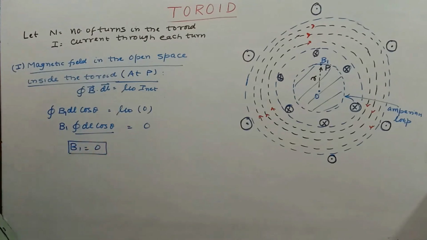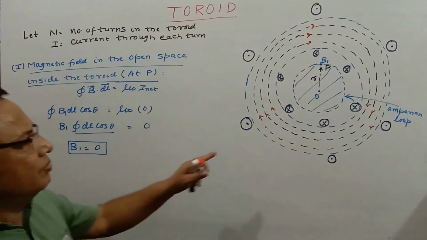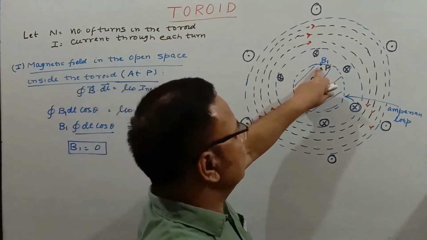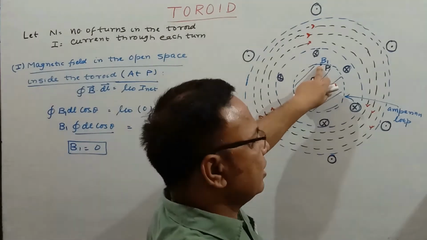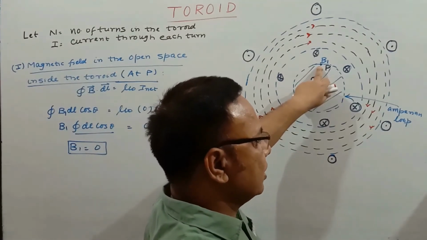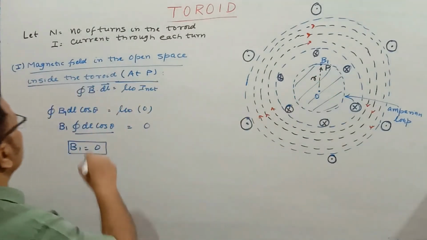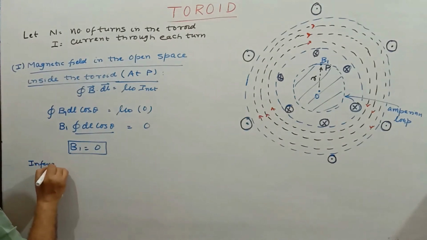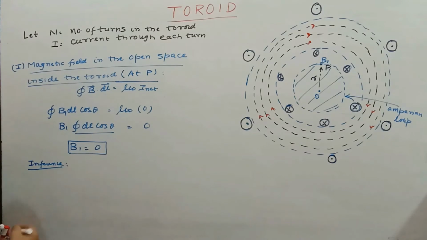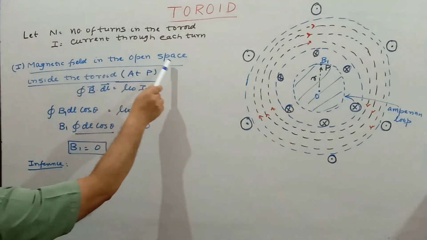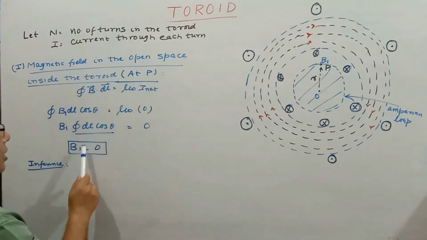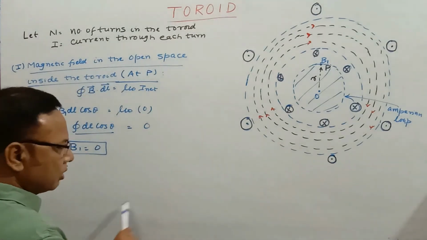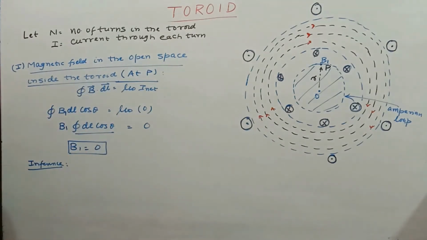So what is the result? The inference drawn is that the net magnetic field in the open space inside the toroid is 0. That is what the result is. So here you can write the inference yourself. What you will write: the net magnetic field in the open space inside the toroid is 0. That you are going to write yourself. I am not going to write it.